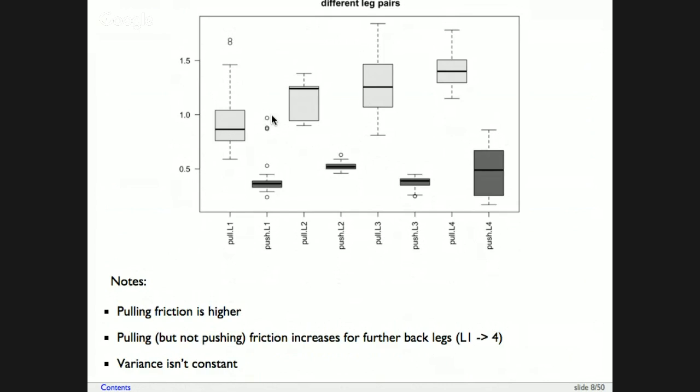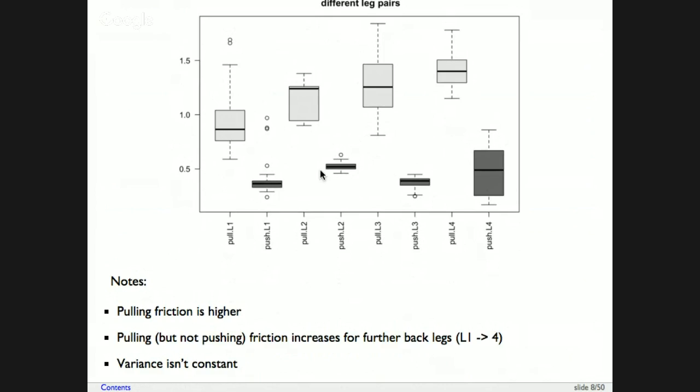So just from our exploratory analysis, we've learned what variables we have, how many of what the possible values of each variable are, and the balance between pushing and pulling, and the number of pushing and pulling measurements that we have for each leg pair. And by looking at the box plot, we can immediately make some probable conclusions from the data set, including that the pulling friction is higher than the pushing friction, and that there seems to be a pattern when the legs are pulling, and that friction increases as you go towards the hind legs, but that pattern doesn't exist so much in the pushing friction.